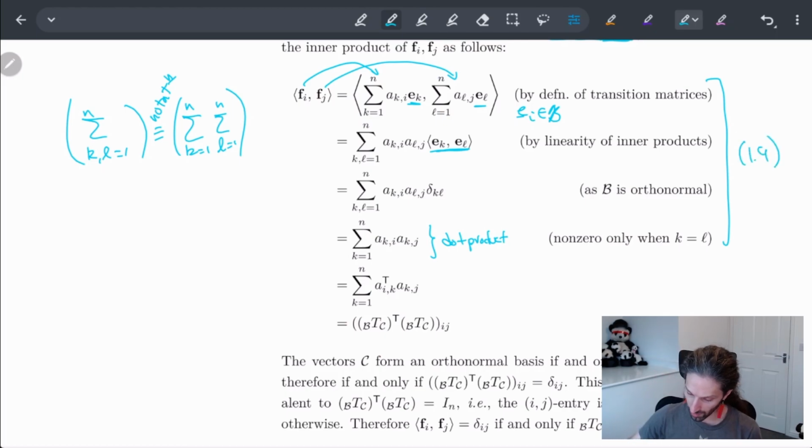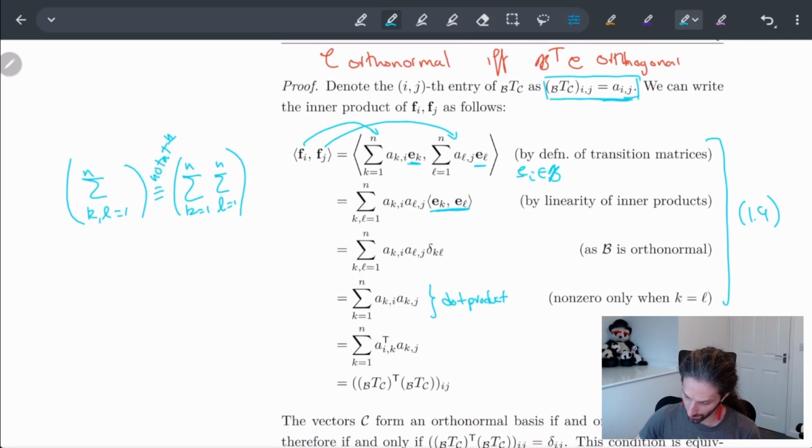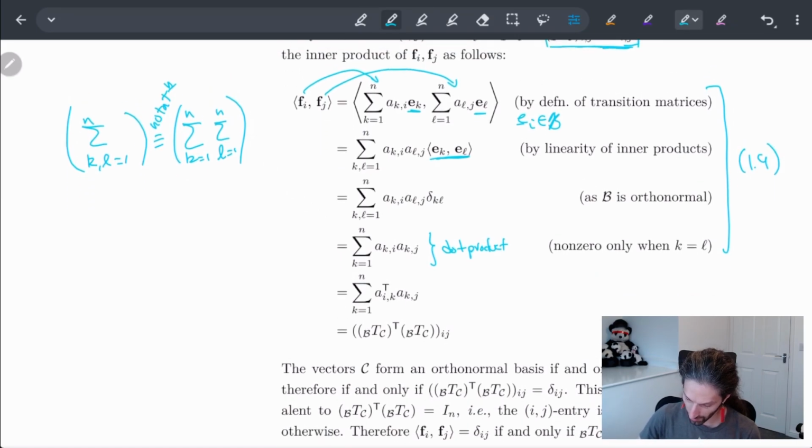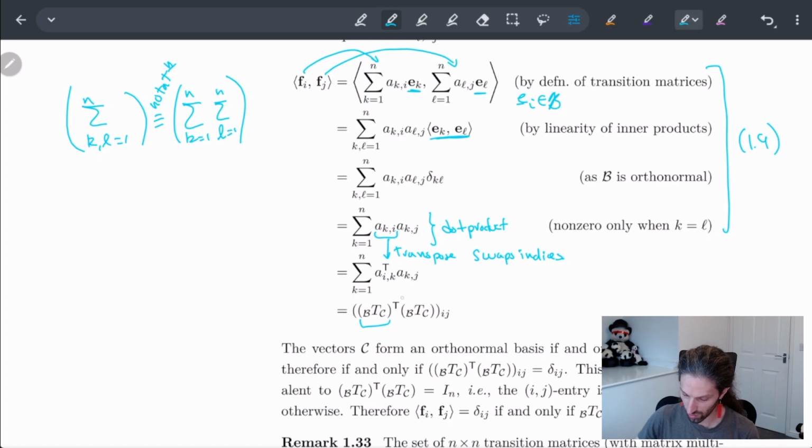Now here, one thing we're going to note is that we can take the transpose of this, which would just change the indices. So this is where we get the IK. Transpose swaps indices. And this summation is nothing more than the transition matrix transpose times the transition matrix itself, in the ijth entry.